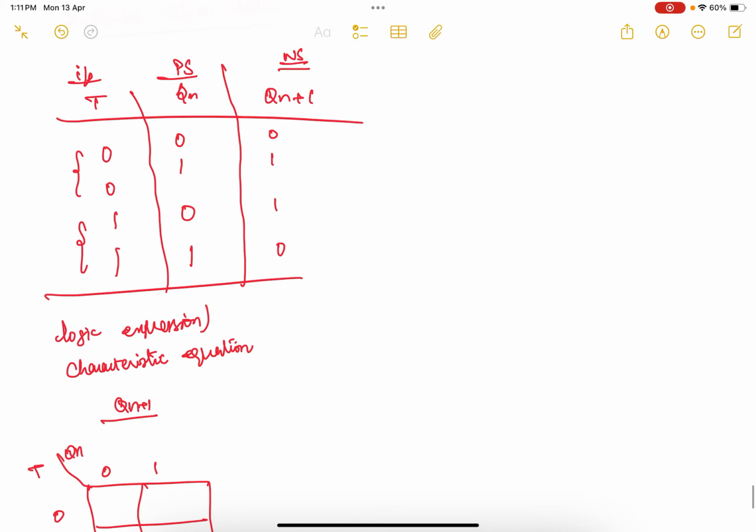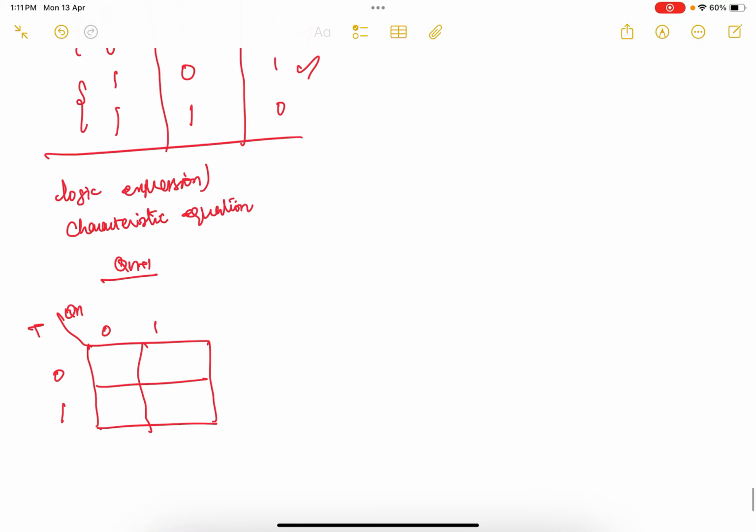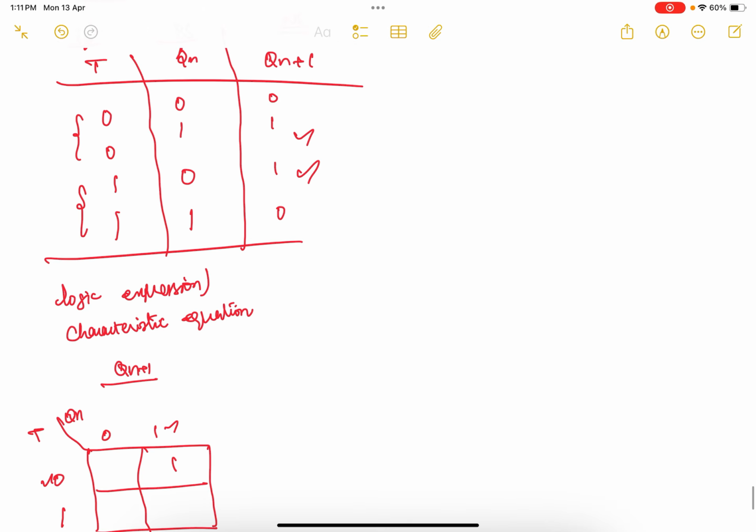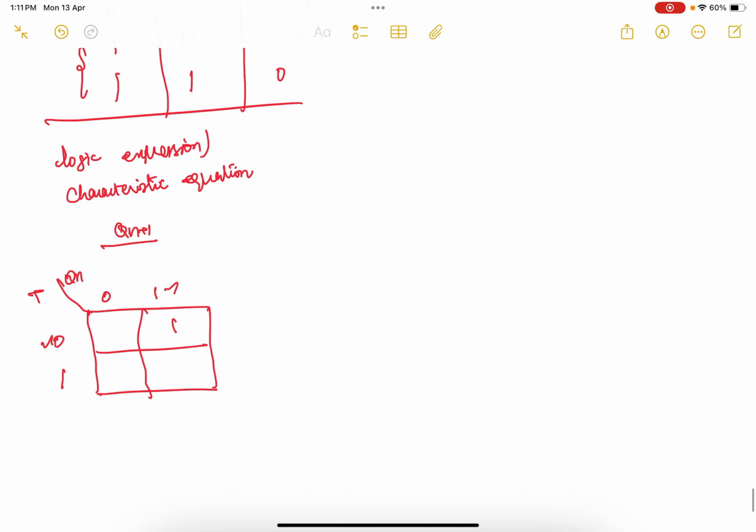So where you got your output next state: when T equal to 0 and Q equal to 1, my output is 1. Similarly, when T equal to 1 and Qn equal to 0, my output is 1. So here we have a diagonal pairing. If it is a diagonal pairing, we can write Qn plus 1 equal to T XOR Qn. This is your diagonal pairing concept.